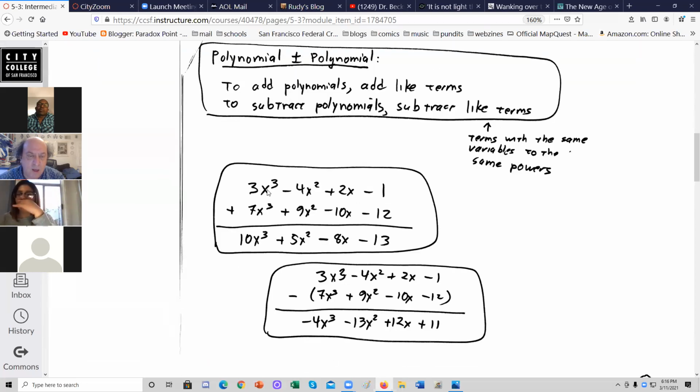All right. 3x cubed plus 7x cubed makes 10x cubed. Minus 4x squared plus 9x squared is 5x squared. 2x plus negative 10x is minus 8x. -1 plus -12 is minus 13.